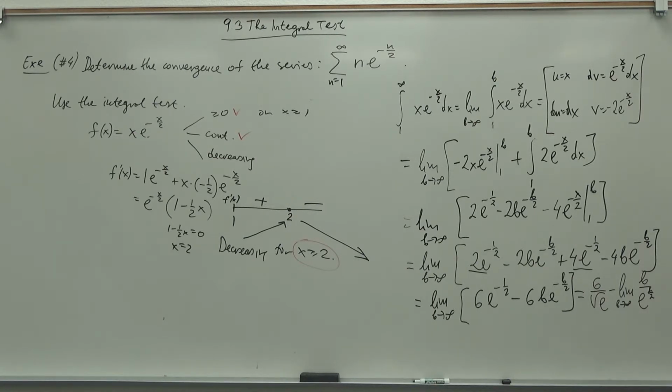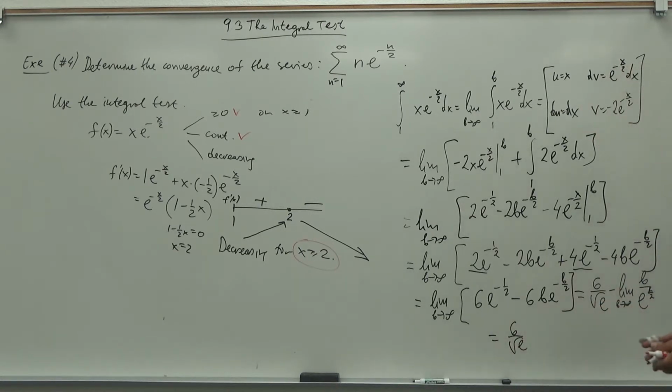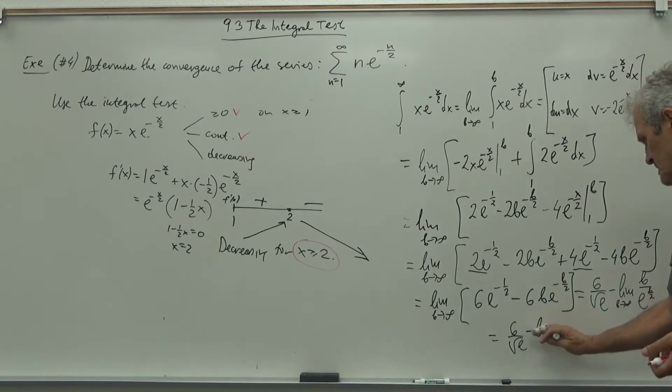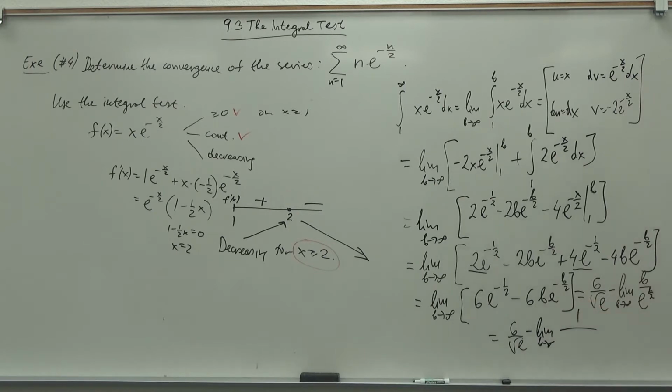What can I say about this limit? Both expressions are infinite. Obviously, exponential will dominate, so we'll get 0. But if you want calculations, since it's infinity over infinity, we can call L'Hopital's rule. Derivative of b will be 1. Derivative of e to the b half is 1 half e to the b half. Now it is obvious that we have e to the infinity, 1 over infinity is 0. So this is equal to 6 over square root of e.